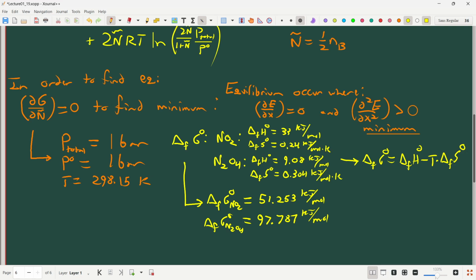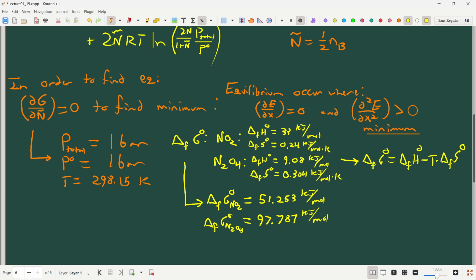N2O4 is a product. If you look at it, it looks like it's more unstable than NO2 by 40 kilojoules per mole. It's 40 kilojoules more Gibbs energy than NO2. NO2 is a product. But what if we forgot the stoichiometric coefficient? For every one of these, 97, we get 2 of these. So what we really should compare is this number to 2 times this.